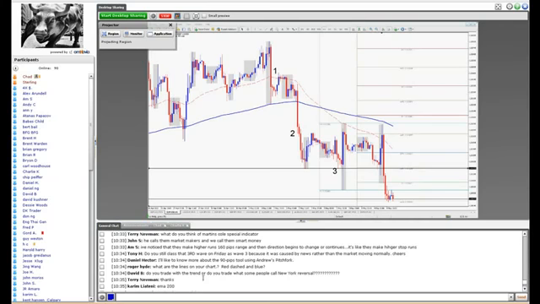Roger, the lines on the chart: the red line is a 60 EMA and the blue line is a 200 EMA.